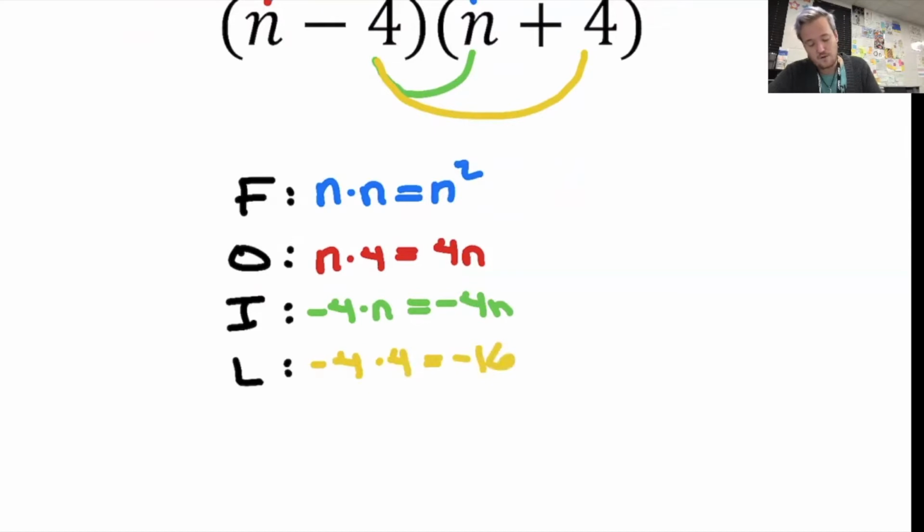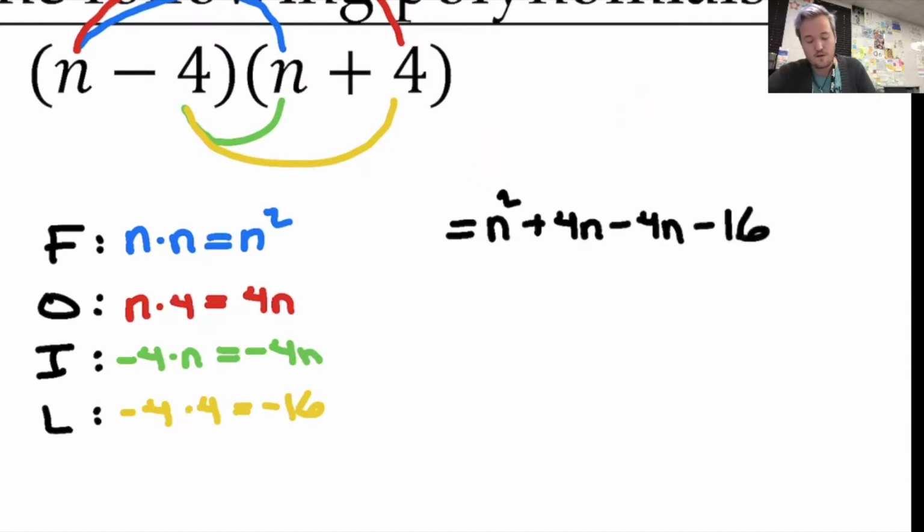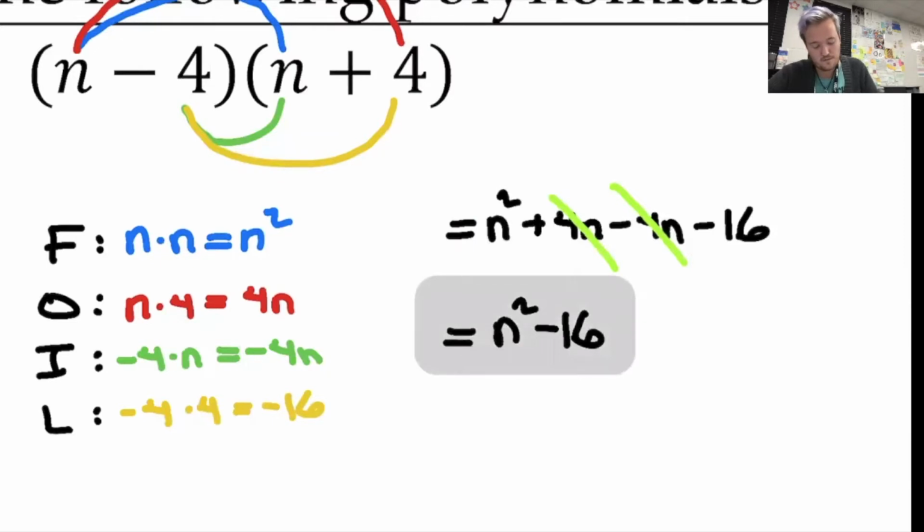We're going to take all four of those terms and add them all together. So n squared plus 4n minus 4n minus 16. We want to combine our like terms. Our 4n and negative 4n are going to be combined, but if you notice, those are inverses of each other. So 4n minus 4n, they're eliminated. They're gone. So all we're left with is n squared minus 16. So that's the first one.